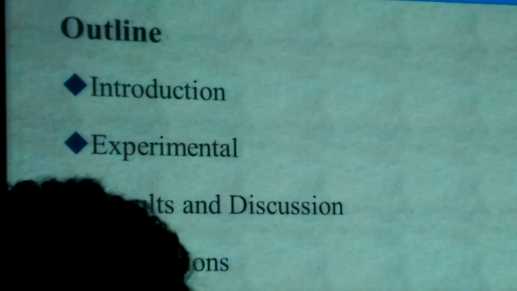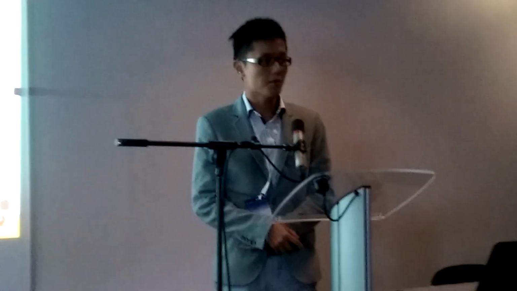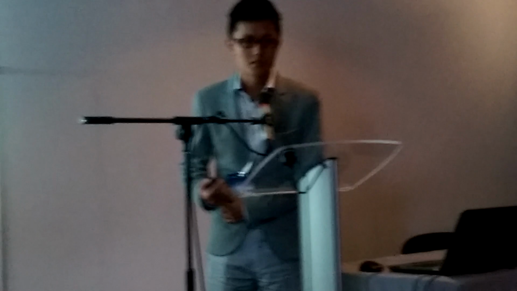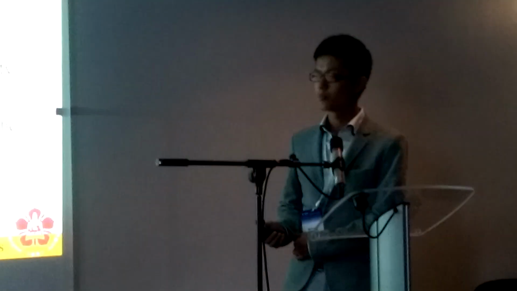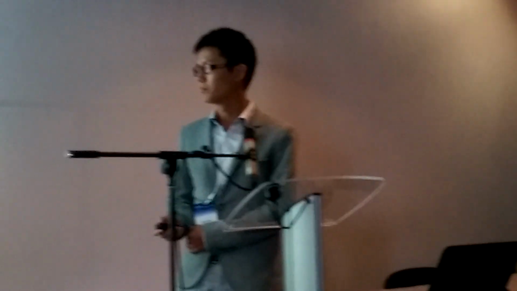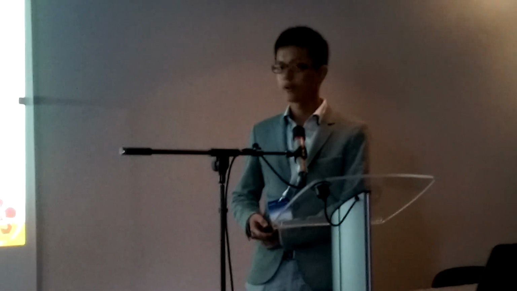My presentation is in four parts: introduction, experimental, results and discussion, and conclusions. By the end of this talk, you will figure out the main factors and mechanism in nanowire synthesis using the CVD, chemical vapor deposition, method. One-dimensional nanostructures are promising for bottom-up microelectronics because of their novel properties such as electrical properties, low defect density, and high compatibility. In this work, we demonstrate the rapid growth and structural characterization of single crystalline iron monosilicide and beta iron disilicide nanowires by a spontaneous CVD method.